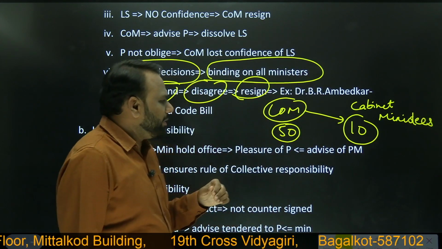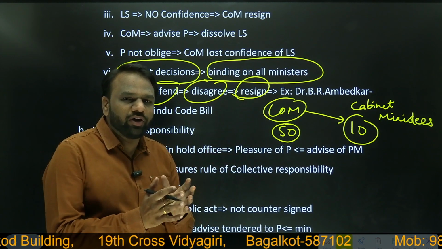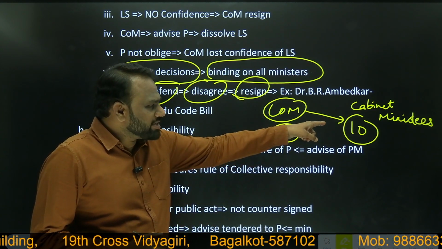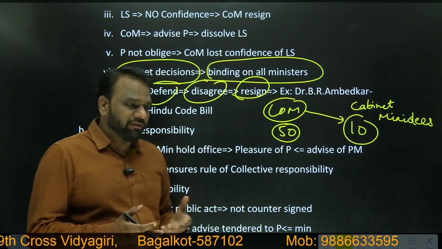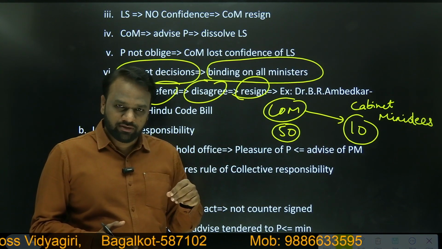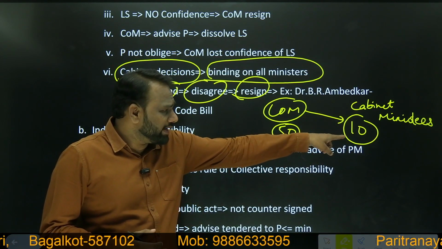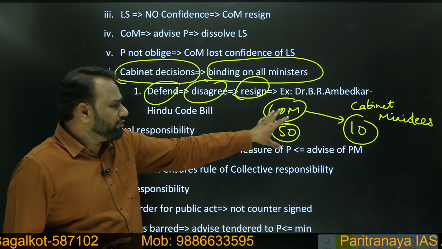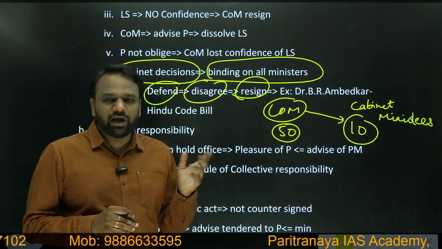What will these cabinet ministers do? All the 50 ministers of the Council of Ministers cannot meet on a day-to-day basis. But the cabinet ministers, as the number is very small, will be meeting very frequently. They are very powerful ministers. And whatever decisions they take, all the other ministers have to accept it and work accordingly.